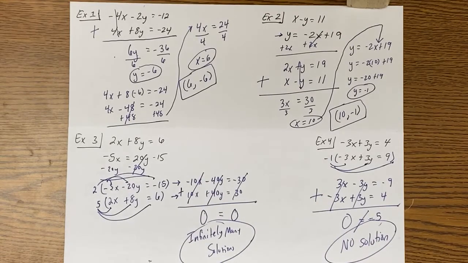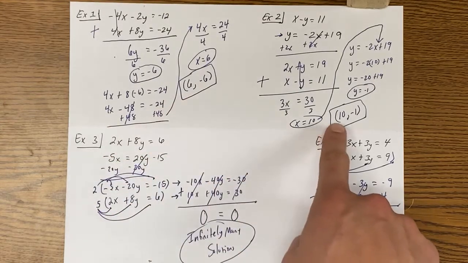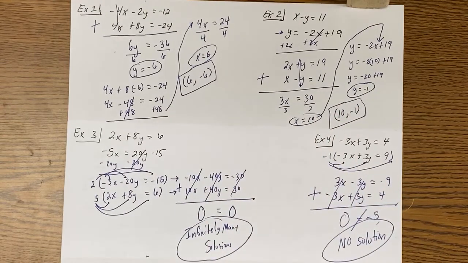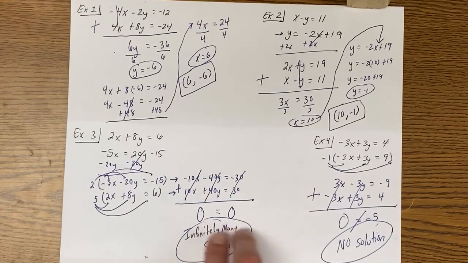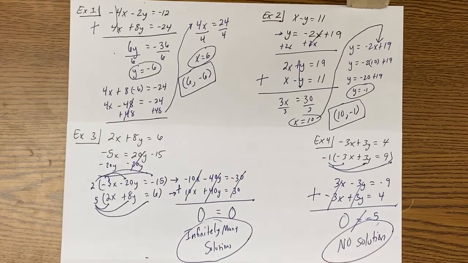So those are our 4 examples of solutions we could get. For one solution, we had really 3 examples. One solution, we got 6, negative 6, 10, negative 1. Down here, we had infinitely many solutions because we got 0 equals 0. And over here, example 4, we got no solution because we got 0 equals negative 5, and we know that is not a true statement.